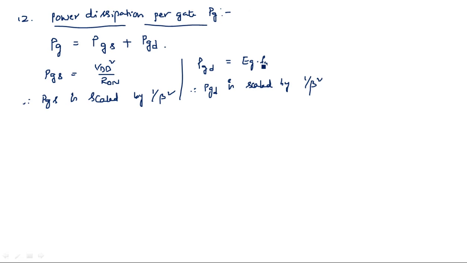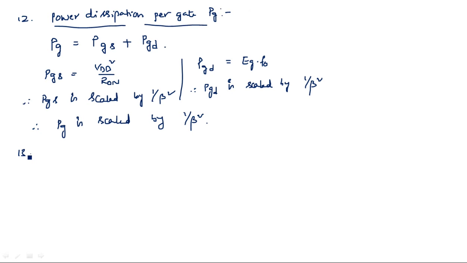All these parameters we have just calculated. If you have any doubt, you can substitute them. Eg is scaled by 1 by alpha square beta, and F naught is scaled by alpha square by beta. If you multiply these two, that results in 1 by beta square. Now see here, Pgs is scaled by 1 by beta square, Pgd is scaled by 1 by beta square. So what is the scaling factor of Pg? Therefore Pg is scaled by 1 by beta square. There is a common scaling factor.